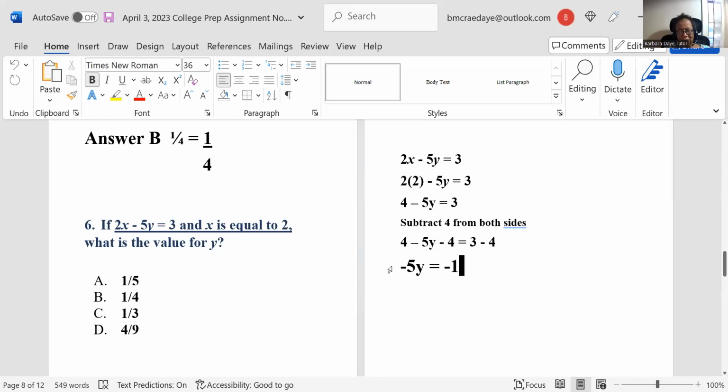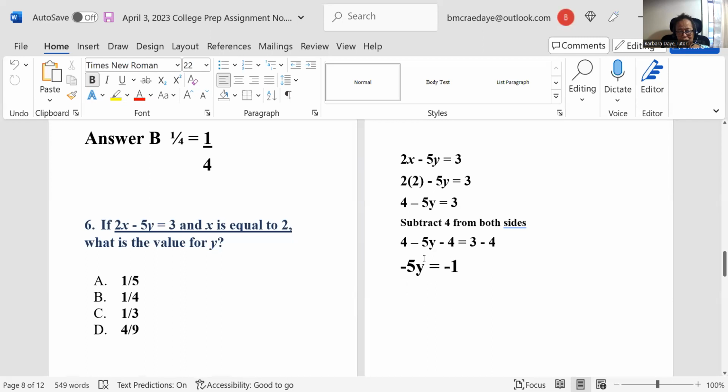This minus 5y is minus 5 times y. That's a multiplication. So what do you do, Audrey? Divide. I want her to figure it out. Audrey, what do you do to solve for the y? Minus 5 times y equals -1.